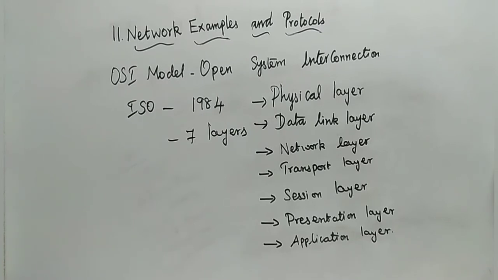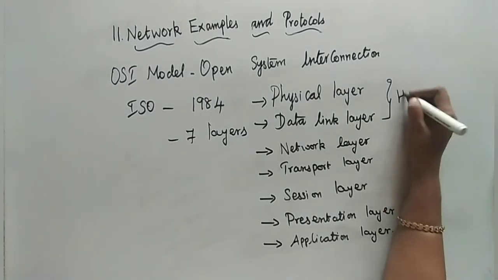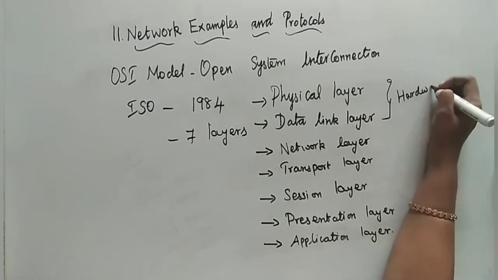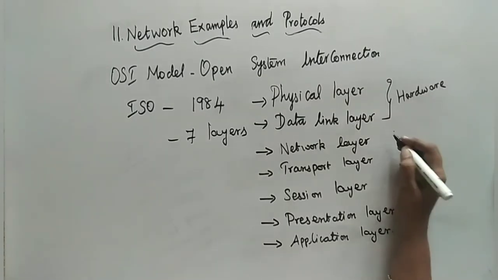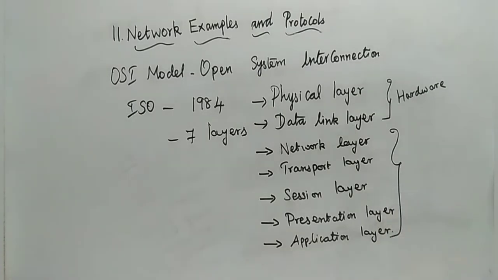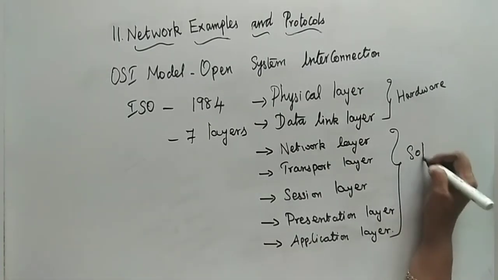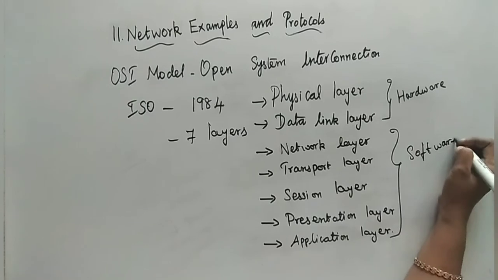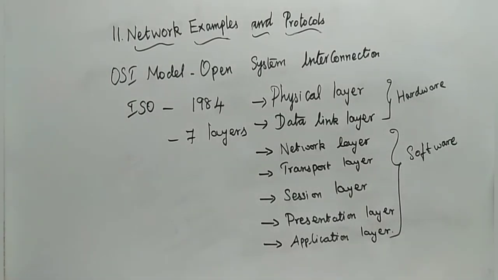Before discussing them in detail, we can have a small introduction. The first 2 layers, the physical layer and the data link layer, are hardware. The remaining layers are the software part.